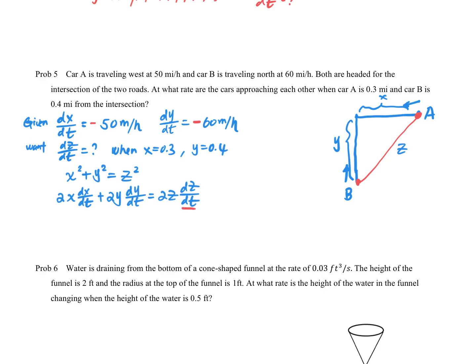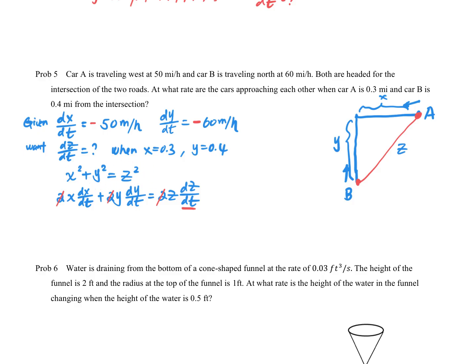Okay. And a quick observation is we can absolutely cancel the 2 immediately, so that we don't need to worry about these constants. And when x is 0.3, y is 0.4, let's look at what we know and what we don't know. We know the x, we know the dx/dt, which is this guy, and we know the y, given 0.4, and we know the dy/dt, which is this guy. We don't know the z yet, right?